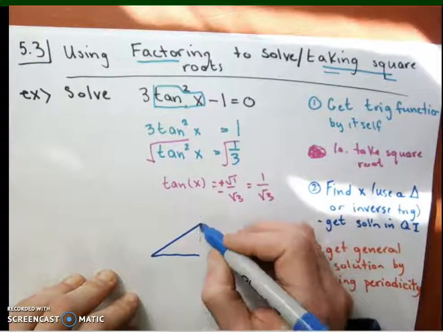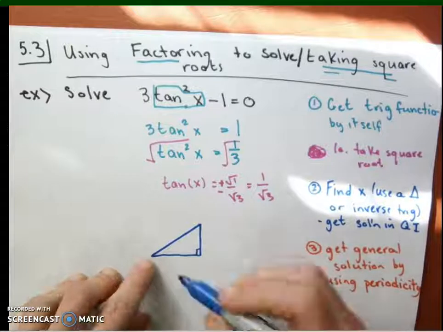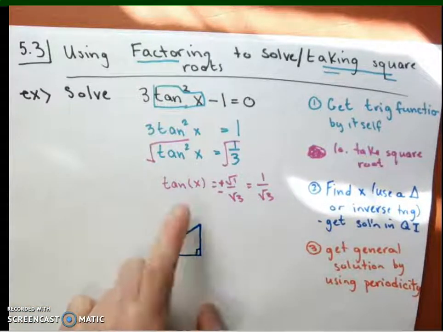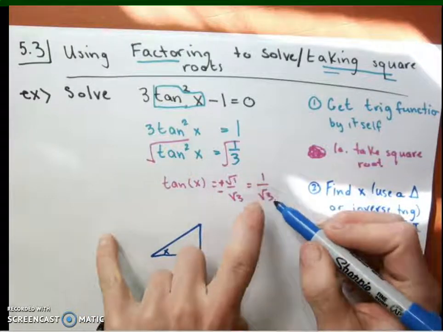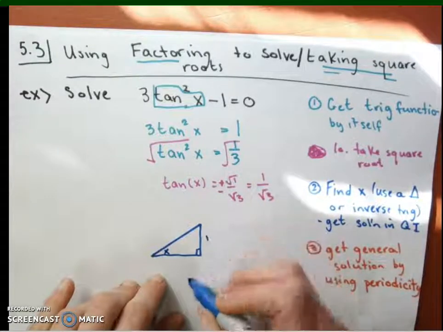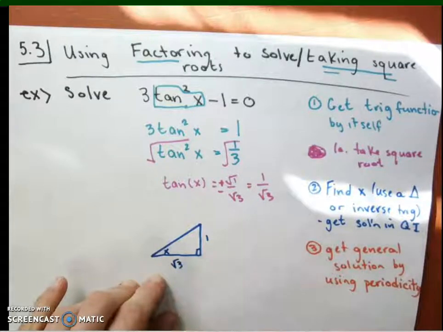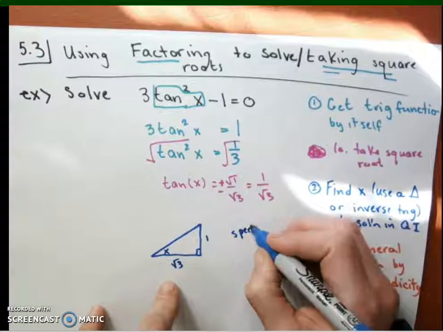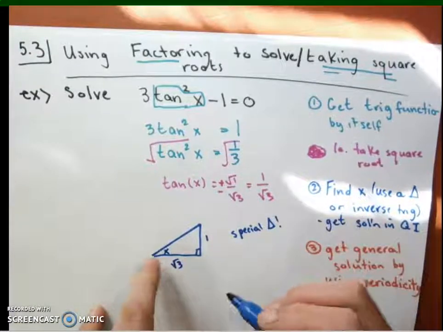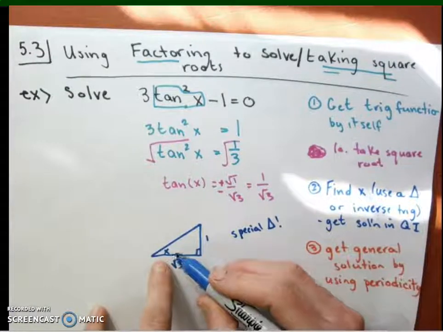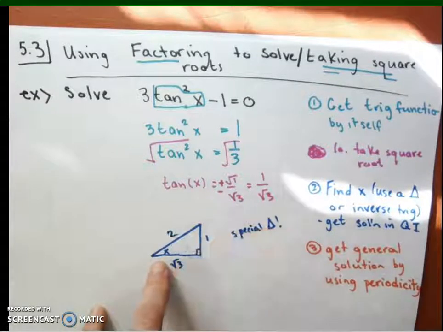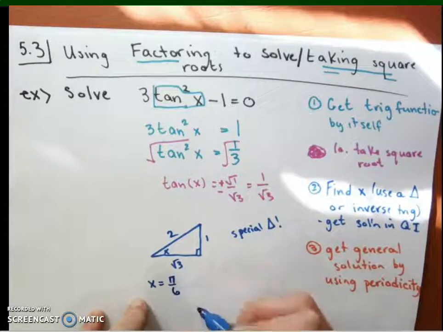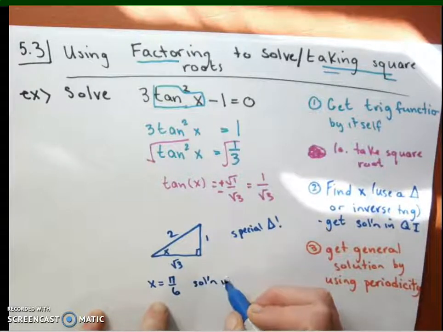So I'll draw a right triangle, and I can choose x to be one of the remaining two angles. Tan is opposite over adjacent, so I label the opposite as 1 and the adjacent as root 3. You might recognize that this is a special triangle. It's the 30, 60, 90. The 30 is opposite the 1. This side would be 2, so I know that x equals pi over 6 is my solution in quadrant 1.